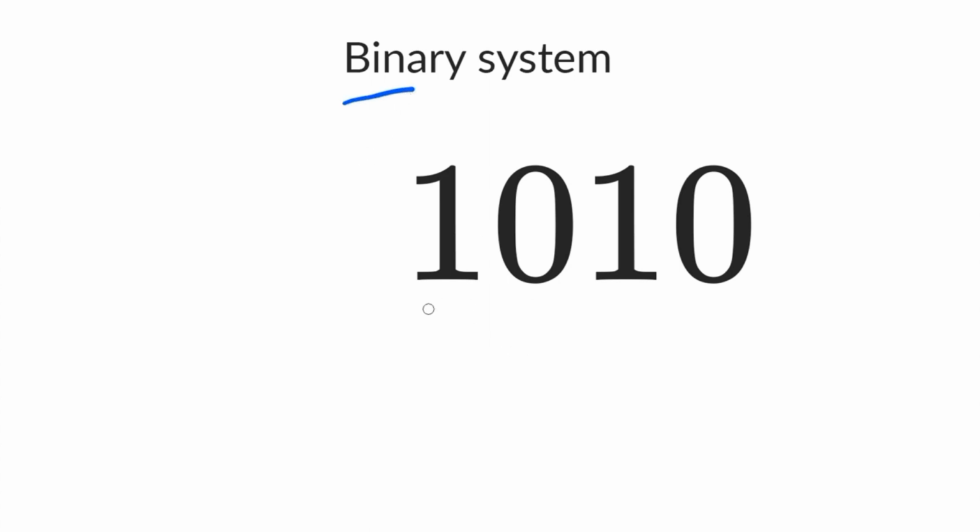The binary number system works the same way as the decimal number system. The only difference is what each of these places represents. This is a 4-digit binary number, 1010. Each of these digits can also be called a bit, since a bit represents 0 or 1. Now this 4-digit number equals the decimal number 10, and we're going to see why.